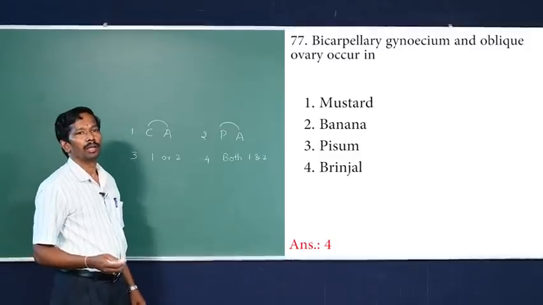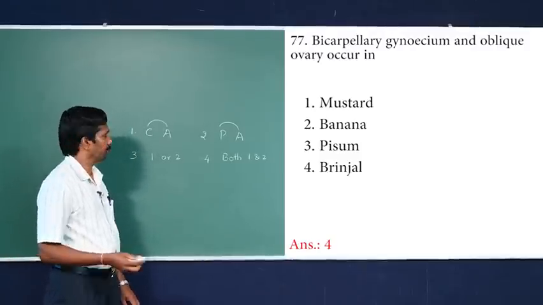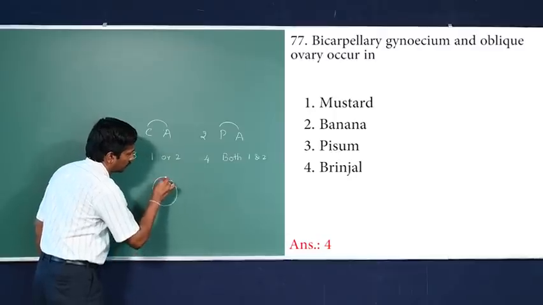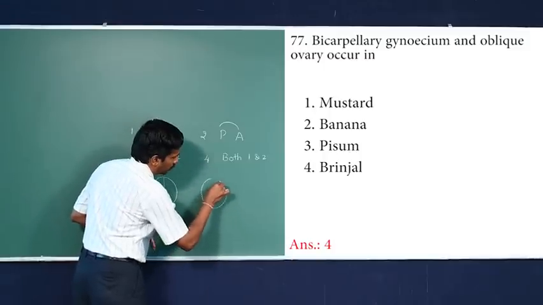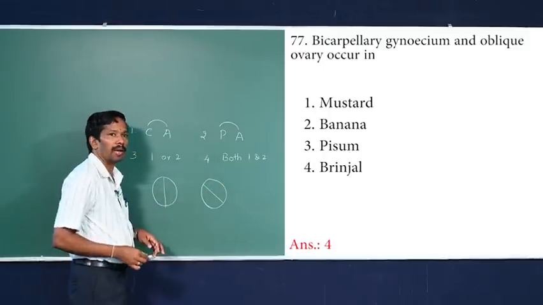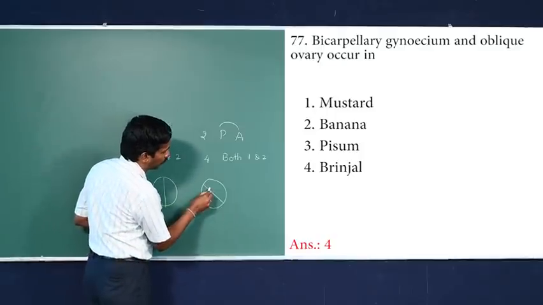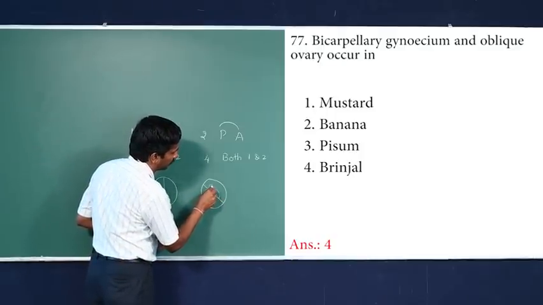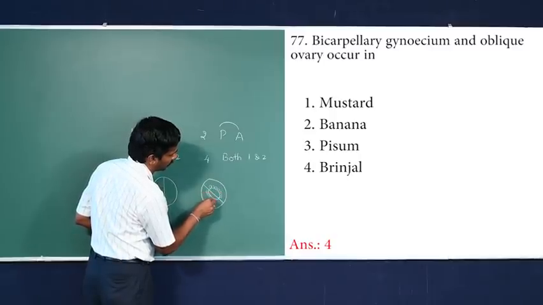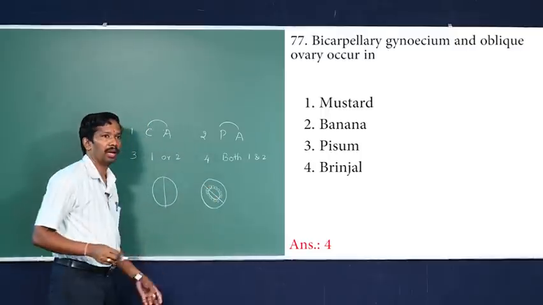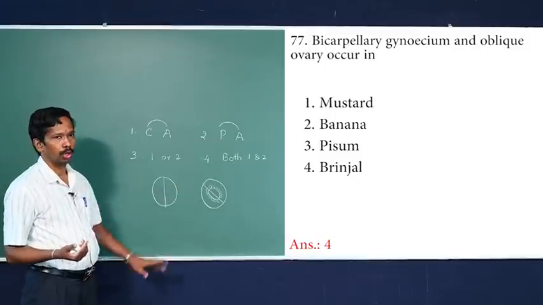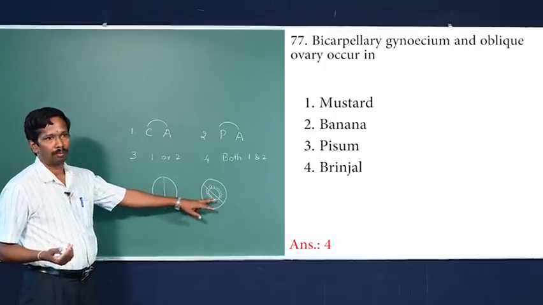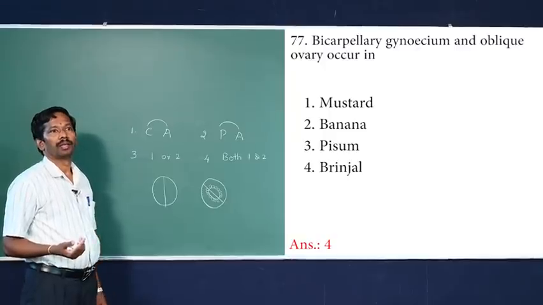77. Bicarpellary gynoecium and oblique ovary occur in. When you consider the ovary, generally we represent the ovary in this particular axis. However, in the Solanaceae family, that is the brinjal family, we can find the ovary is oblique with the fleshy placenta. So many ovules are present on the fleshy placenta, axial placentation. Of the following, option number 1 mustard, second one banana, third option pisum, and fourth option brinjal. The answer should be the fourth option, brinjal. So the answer is 4.